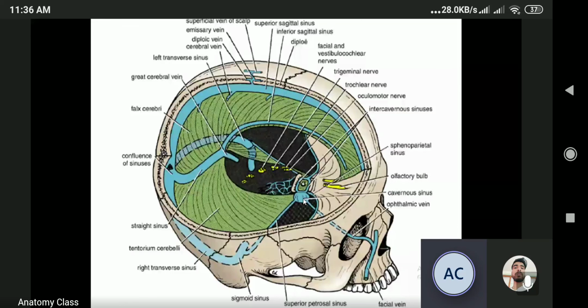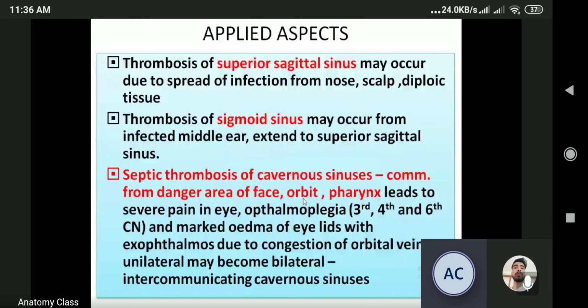So thrombosis of the superior sagittal sinus may occur due to spread of infection from the nose, scalp, and diploic tissue, because we know these are all tributaries of the superior sagittal sinus. So if infection occurs in any of the veins, it may reach the superior sagittal sinus. While thrombosis of the sigmoid sinus may occur from infection of the middle ear, which may extend to the superior sagittal sinus. The sigmoid sinus drains the labyrinthine vein, isn't it? Which arises from the middle ear cavity. If the middle ear cavity is infected, it may result in thrombosis of the sigmoid sinus, and from the sigmoid sinus, it may even extend up to the superior sagittal sinus.